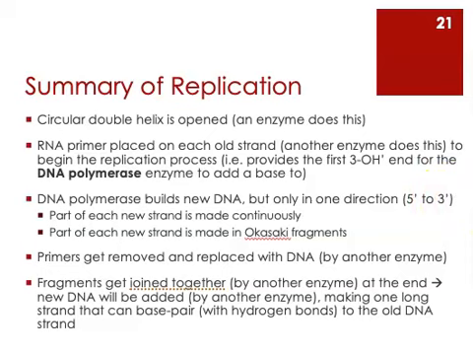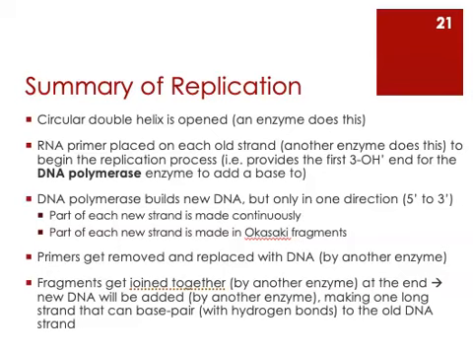When the DNA polymerase builds new DNA, part of each new strand is going to be made continuously, and part of each new strand is going to be made in fragments called Okazaki fragments. And the reason for that is because of the unique orientation of DNA and the fact that the old strand and the new strand have to be anti-parallel to each other. The parts of each new strand that are made continuously are made through leading strand synthesis, and the parts of each new strand that are made discontinuously in fragments are made through lagging strand synthesis.